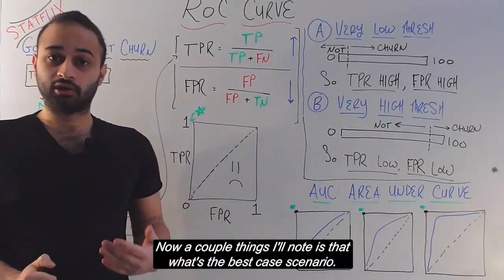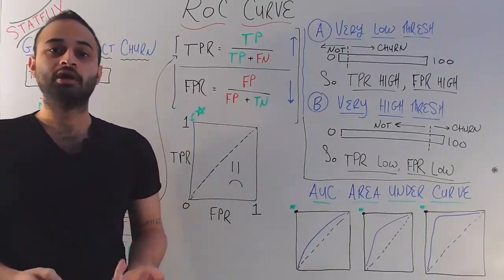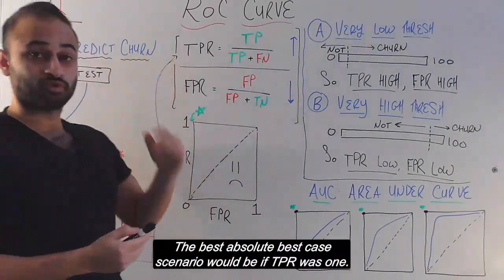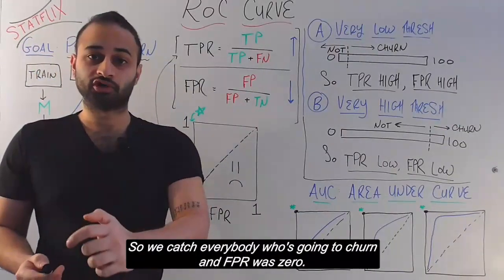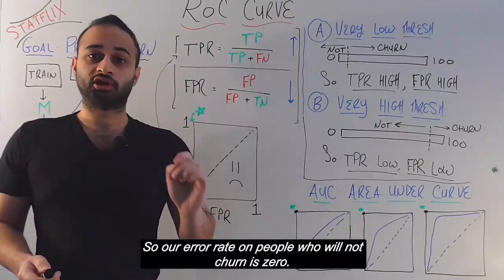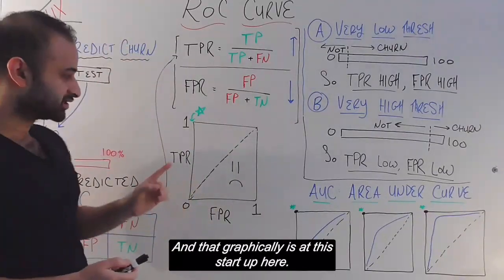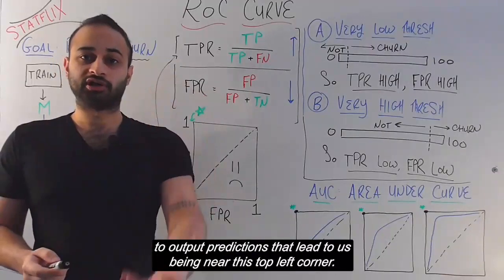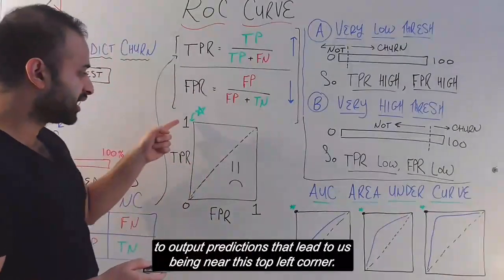Now, a couple of things I'll note is that what's the best case scenario? The absolute best case scenario would be if TPR was 1, so we catch everybody who's going to churn, and FPR was 0. So our error rate on people who will not churn is 0. And that graphically is at this star up here. So we would love for our model to output predictions that lead to us being near this top left corner.